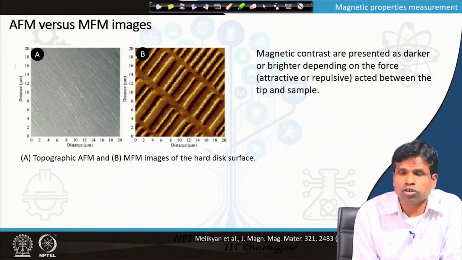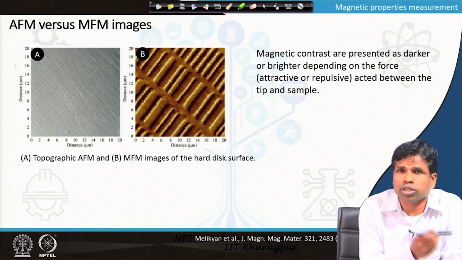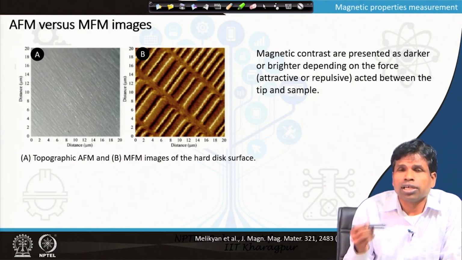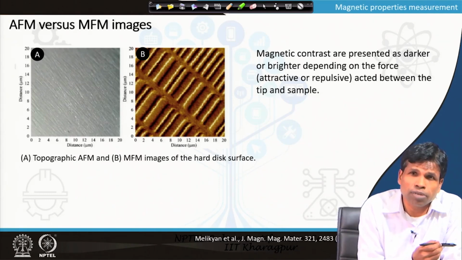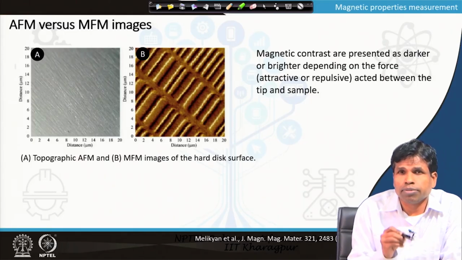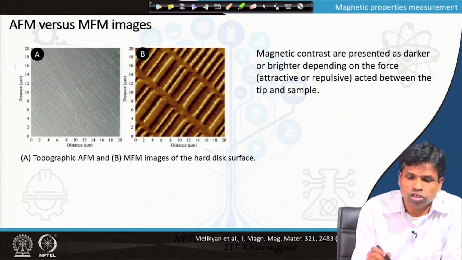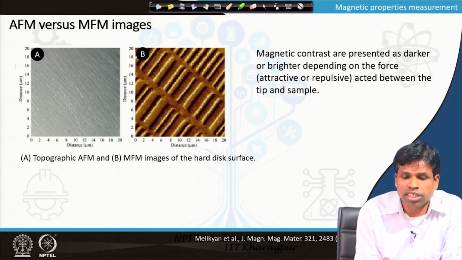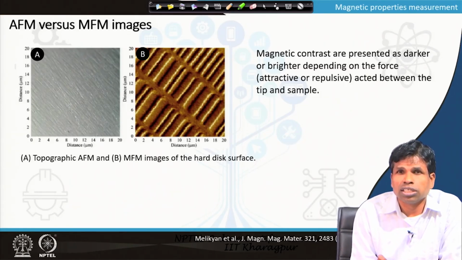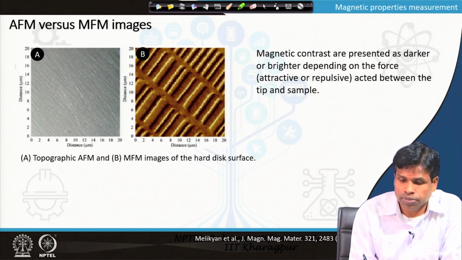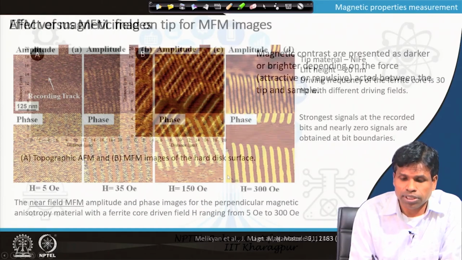The brightness and darkness contrast depends upon the attractive and repulsive force, depending upon how the frequency shift occurs in the oscillation. If the frequency shift is in the negative direction, then it is due to attractive force. If the frequency shift is in the positive direction, this is due to repulsive force. So, now we can clearly see the distinction of the contrast in the magnetic sample by measuring the magnetic field on the sample surface, giving us the MFM image.